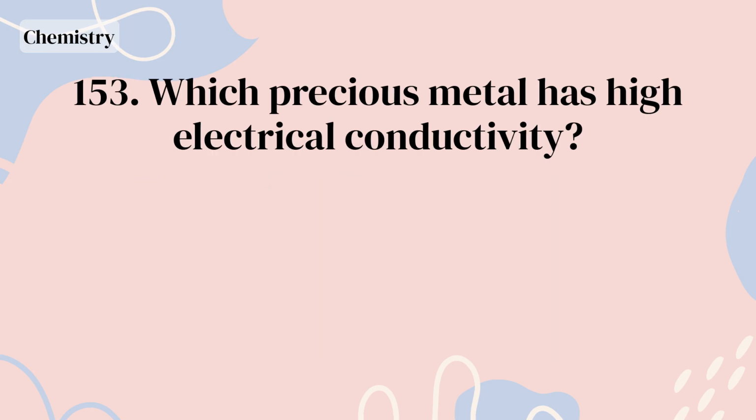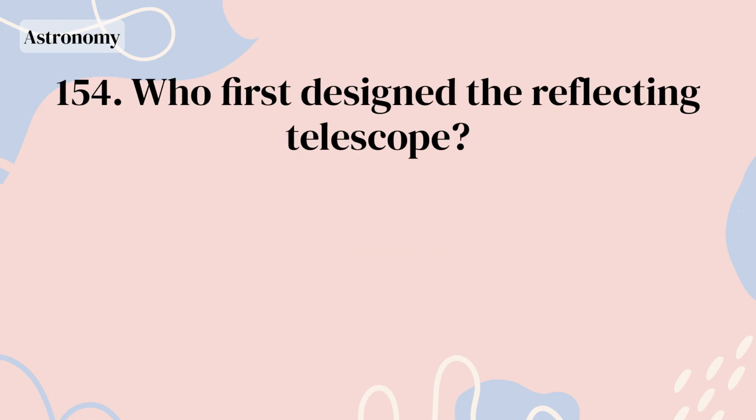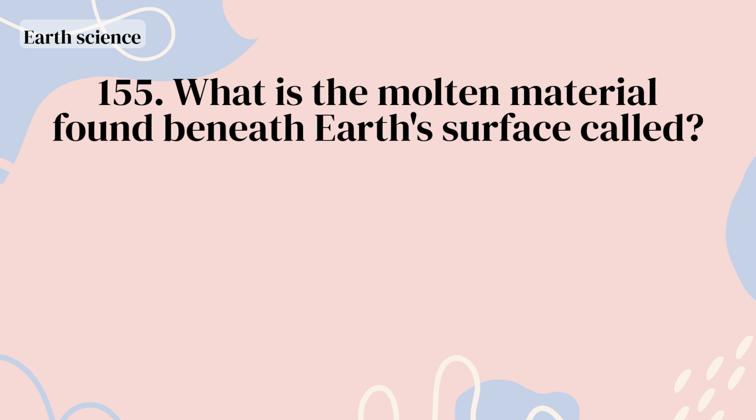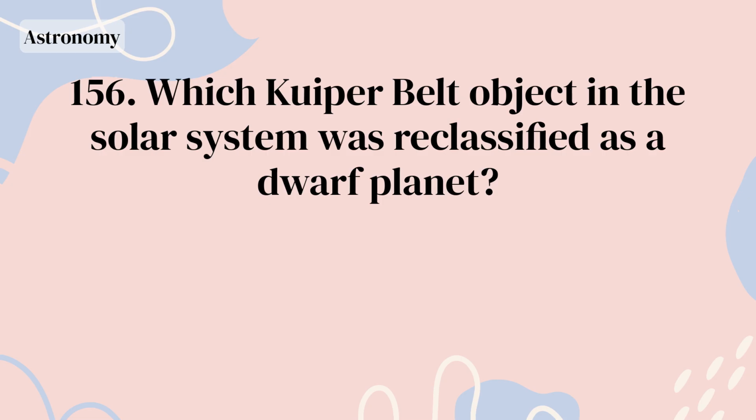Tropopause. Which precious metal has high electrical conductivity? Silver. Who first designed the reflecting telescope? Newton. What is the molten material found beneath Earth's surface called? Magma. Which Kuiper belt object in the solar system was reclassified as a dwarf planet?